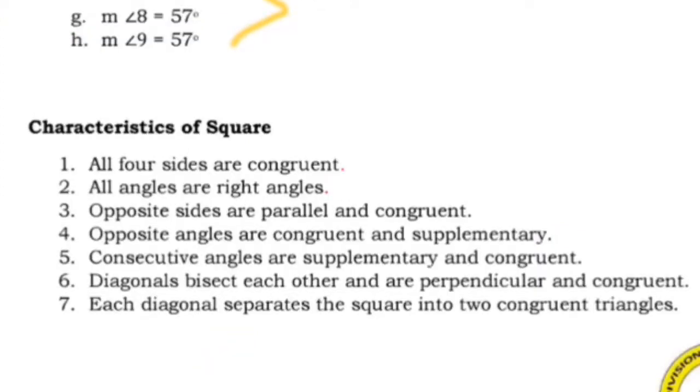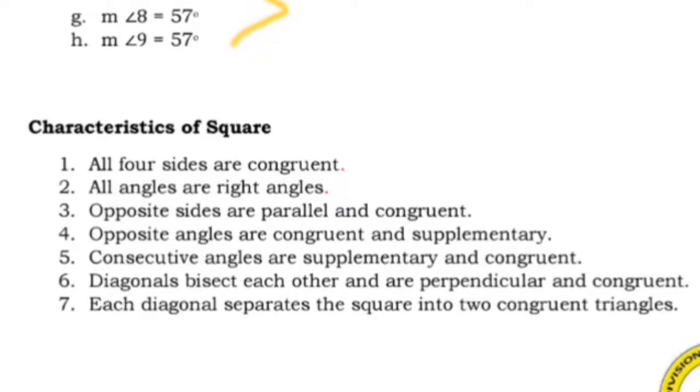Next one, characteristics of square. Number 1, all four sides are congruent. 2, all angles are right angles. 3, opposite sides are parallel and congruent. 4, opposite angles are congruent and supplementary. 5, consecutive angles are supplementary and congruent. 6, diagonals bisect each other and are perpendicular and congruent.